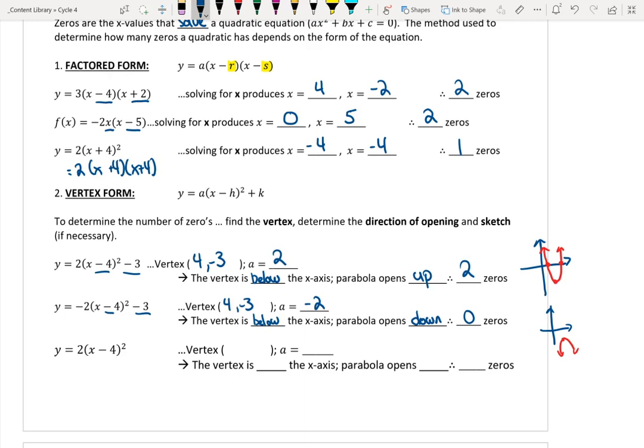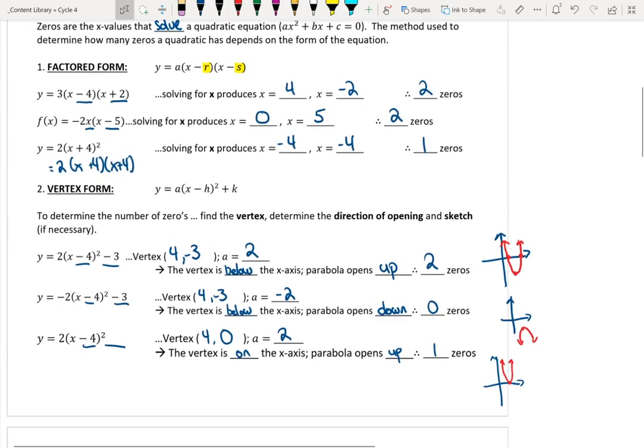And finally, for the last one, my vertex is 4, 0, because of the 4 and there's nothing added after. My a value is 2, so that means my vertex is on the x-axis, because the y value is 0. The parabola opens up, so that means there is 1 zero. And again, if I were to draw a quick sketch, it's on the x-axis, say over here, and then it opens up. So it's only touching at the vertex. So that's how, if you had vertex form, you could figure out how many zeros there are just by looking at the equation.